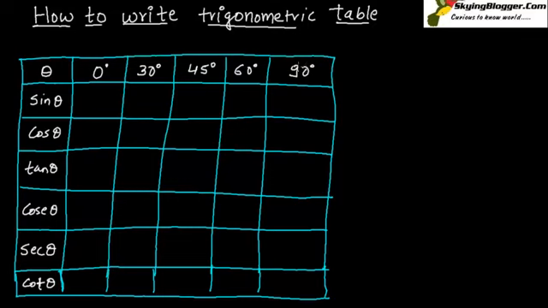So first you should know only about sine. Once you know all the trigonometric values of sine theta from 0 to 90, you can easily get all these values. So let's start filling up the table.